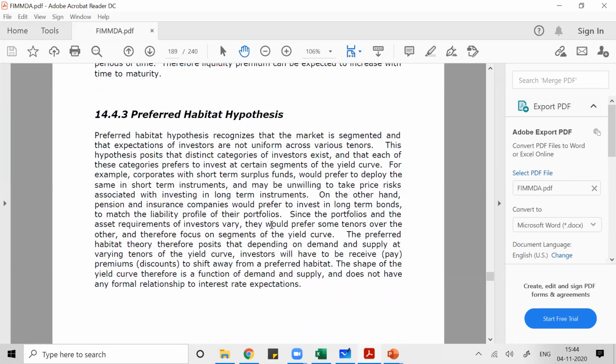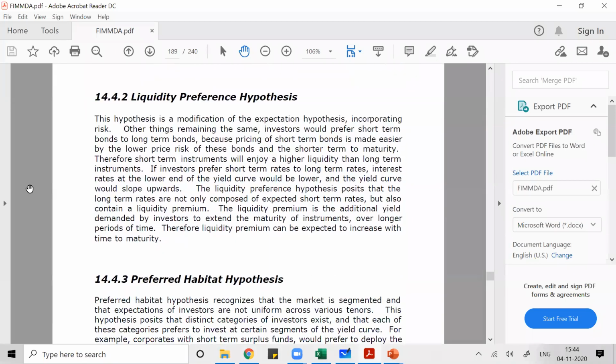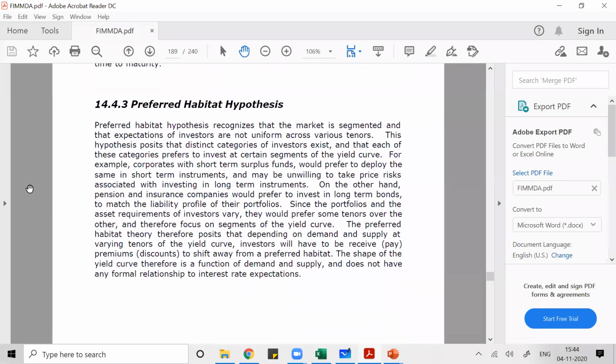And then the third theory is the preferred habitat hypothesis, which recognizes that the market is segmented and the expectations of investors are not uniform across the various tenures. This hypothesis says that there is no relation between the short term and long term, while the pure expectation theory and the liquidity preference theory were talking about the relation between the short-term rates and the long-term rates. But the preferred habitat theory posits that distinct categories of investors exist, and that each of these categories prefers to invest in a certain segment of the yield curve.